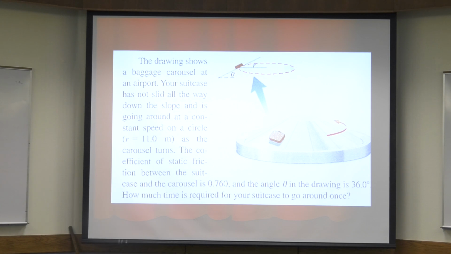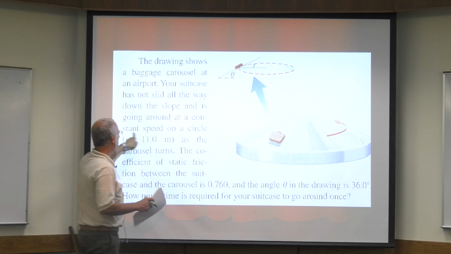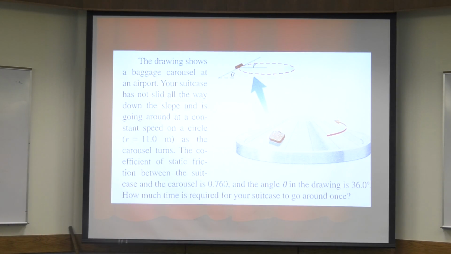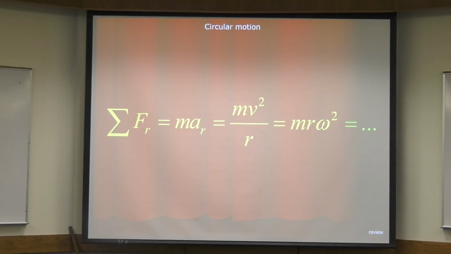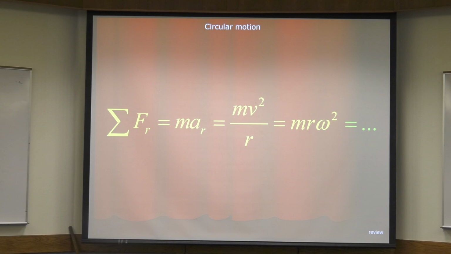All right. First of all, is it uniform circular motion or non-uniform circular motion? Well, as soon as you see this, I would underline this, constant speed. So it's uniform circular motion. So without even thinking, what are you going to write down? Our good old friend, right? All right, so you're going to write that down.